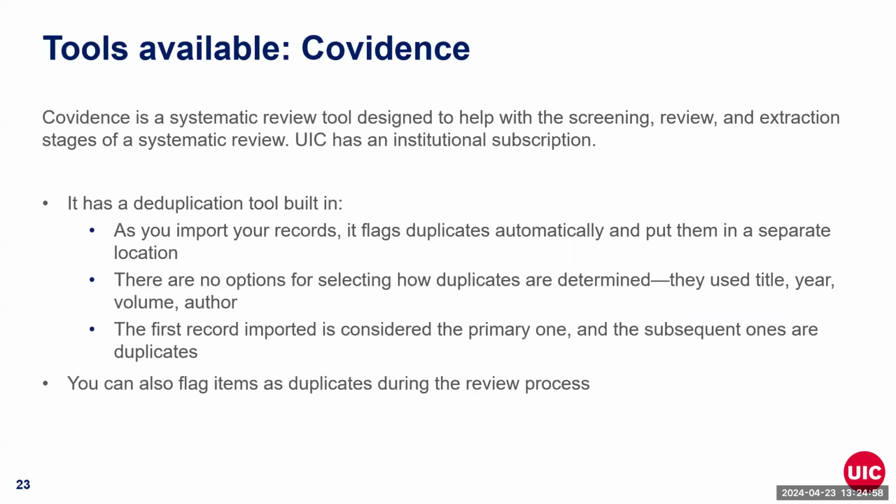Okay, so on the other hand, we have Covidence. Covidence is a systematic review tool. It's designed to help with the screening, review, and extraction stages of a systematic review. And we have an institutional subscription. And Addie's going to be putting links in the chat. We have a lot of information on our LibGuide about it. We have a webinar, and there's also some specific details about how it handles or identifies duplicates. And we're going to put that link in as well.